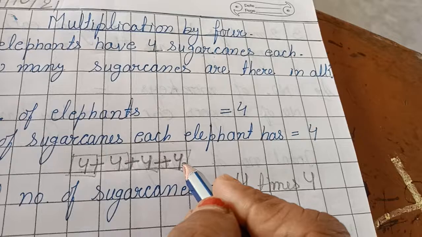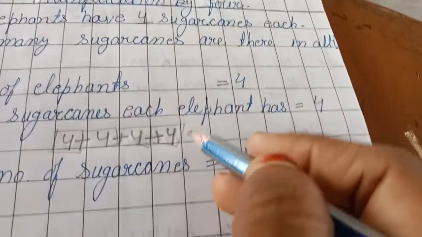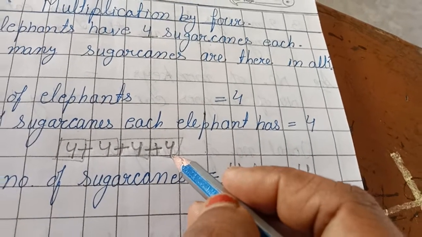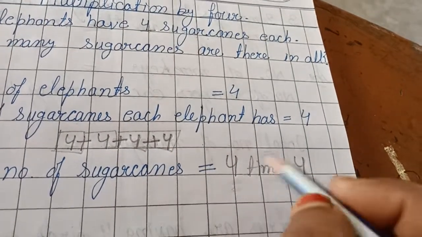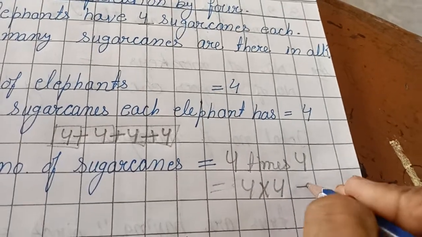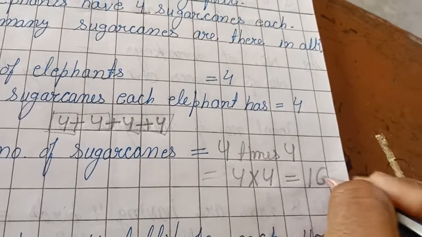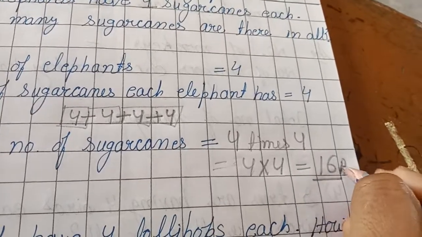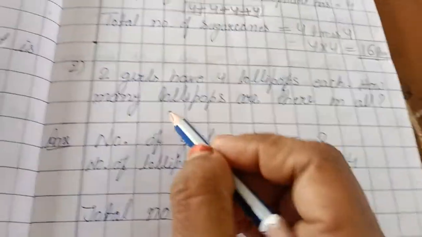Since it is repeated addition, when we add the same number over and over again, it is called repeated addition. And this can be solved easily and quickly by multiplication. That means 4 times 4, which is equal to, आपको टेबल याद हो चुका है ना, 4 4 जा 16. Yes, the total number of sugar canes will be 16. You will write this as your answer. Very easy, children. Let's solve one more question.